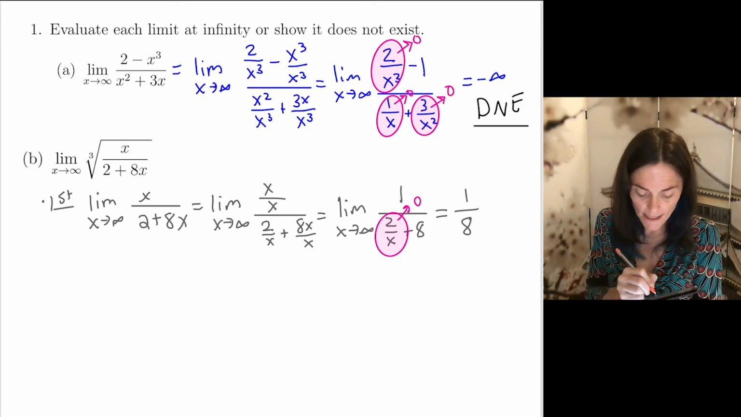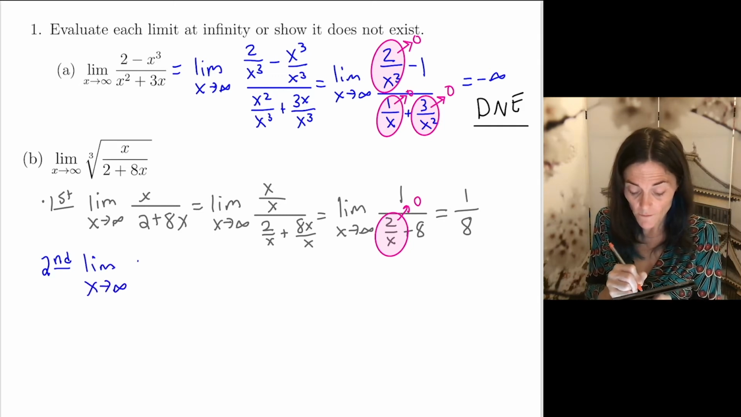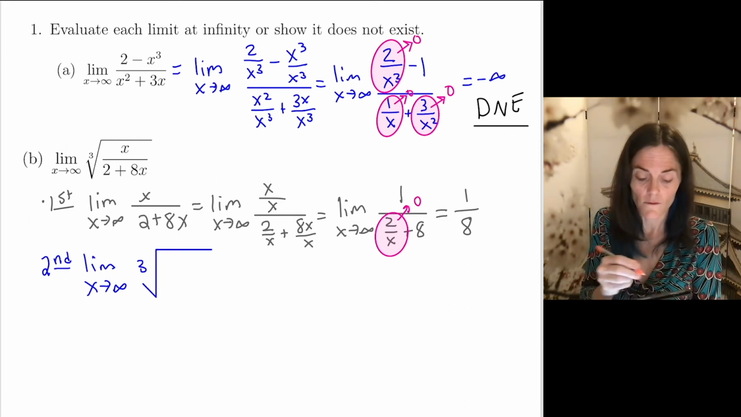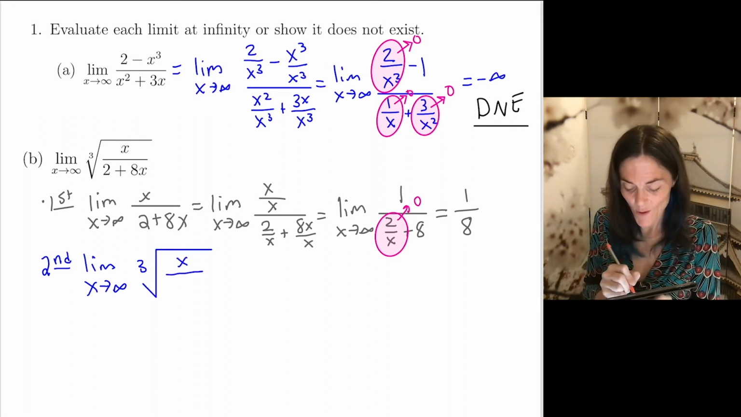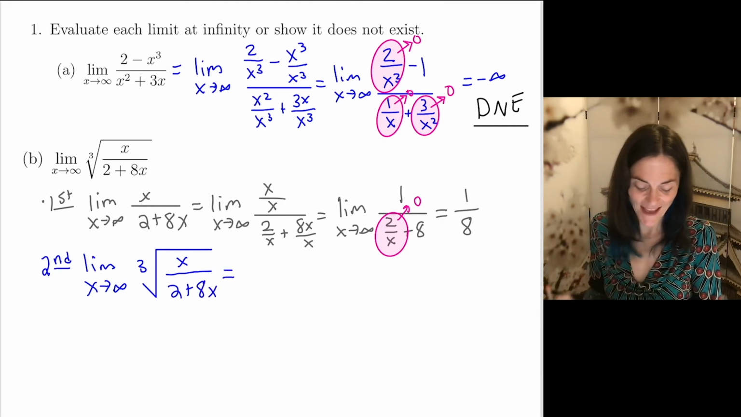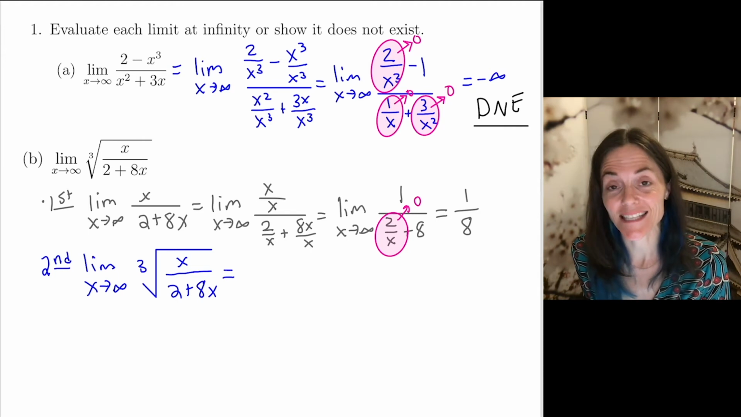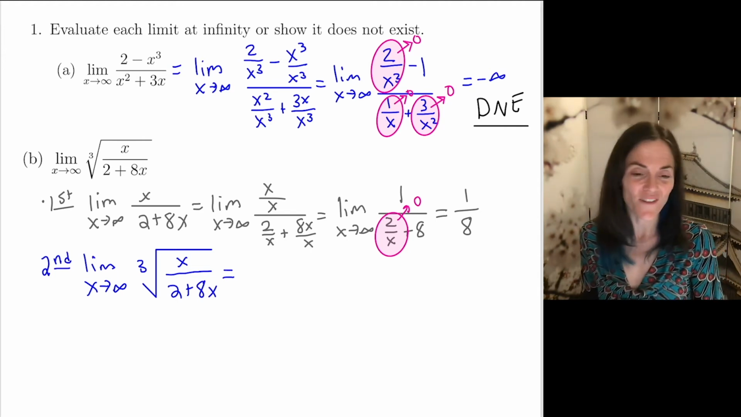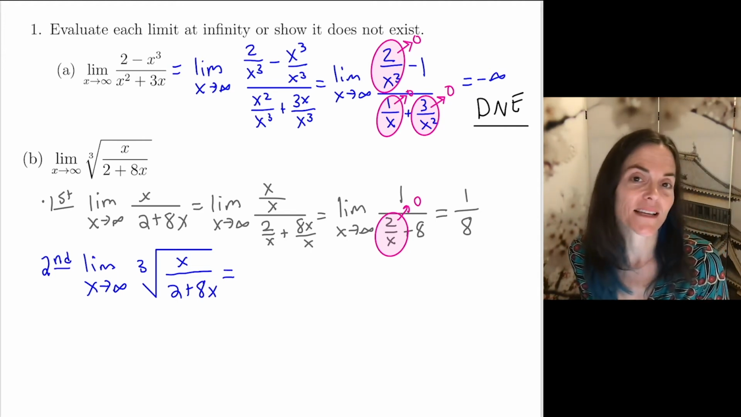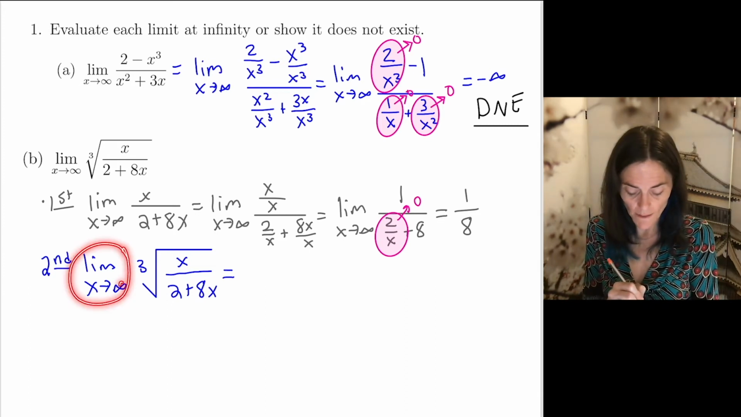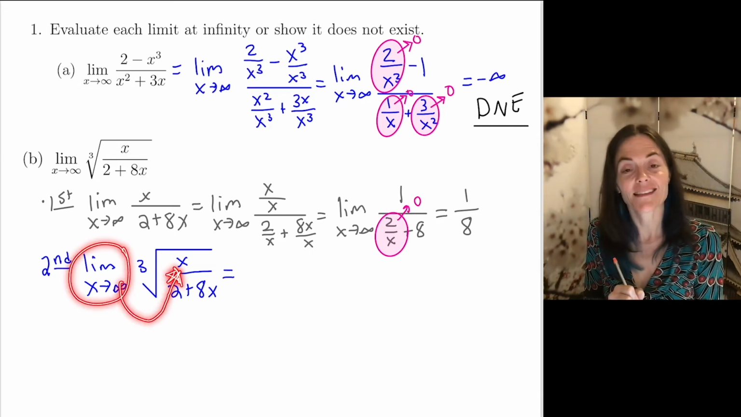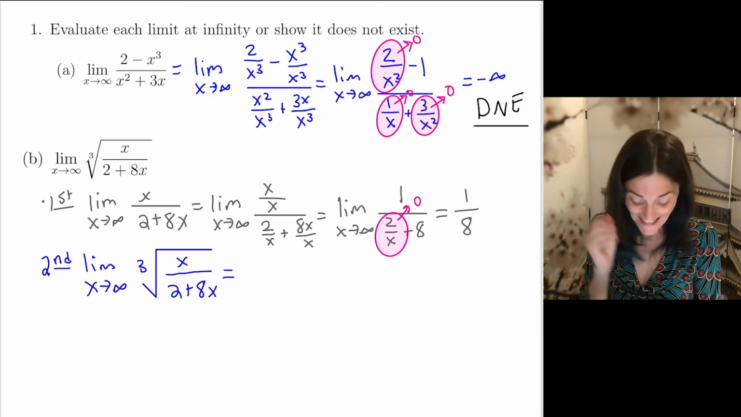So now, second step, this is when we actually can find the limit as x goes to infinity of the function I'm interested in here, which is the cube root of x over 2 plus 8x. Okay, cube root is continuous. It's a continuous function. One of the properties of continuous functions is you can bring the limit inside. That's what I'm using here.